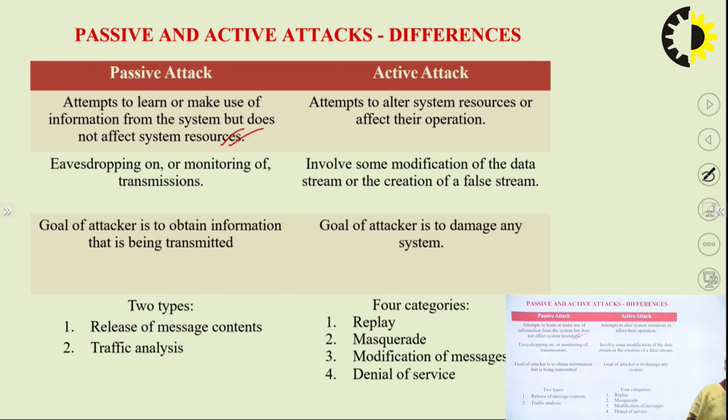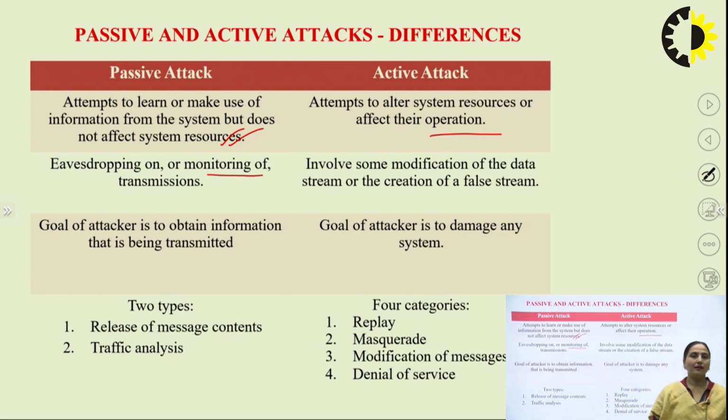Active attack attempts to alter the system resources or affect a particular type of operation by making modifications or alterations in the data. That means it is not only interested in fetching the data from the system, but also in making modifications in the data. Passive attack is eavesdropping or monitoring of the transmission, right?